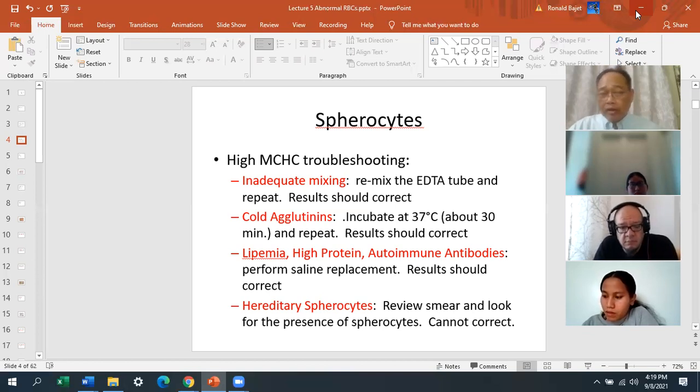So you're taking out the junky part and replacing it with something that's clear. In the case of this high protein, it looked like I'm taking out good plasma and replacing it with saline.